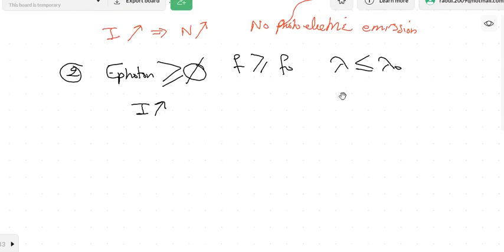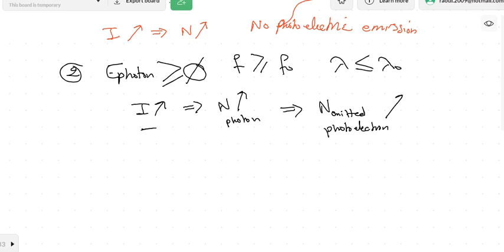Okay. Now, in this case, if I increase the intensity, it means the rate of photons increases, meaning the number of photons I'm using is increased. And we know each photon removes one electron. If I use 2 photons, 2 electrons are emitted. 3 photons, 3 electrons are emitted. 100 photons, 100 electrons. So every time we increase the number of photons by increasing the intensity, the number of emitted photoelectrons will increase. Therefore, the current in the circuit will increase. So here, intensity is useful, because the energy of the photon is greater than the work function.